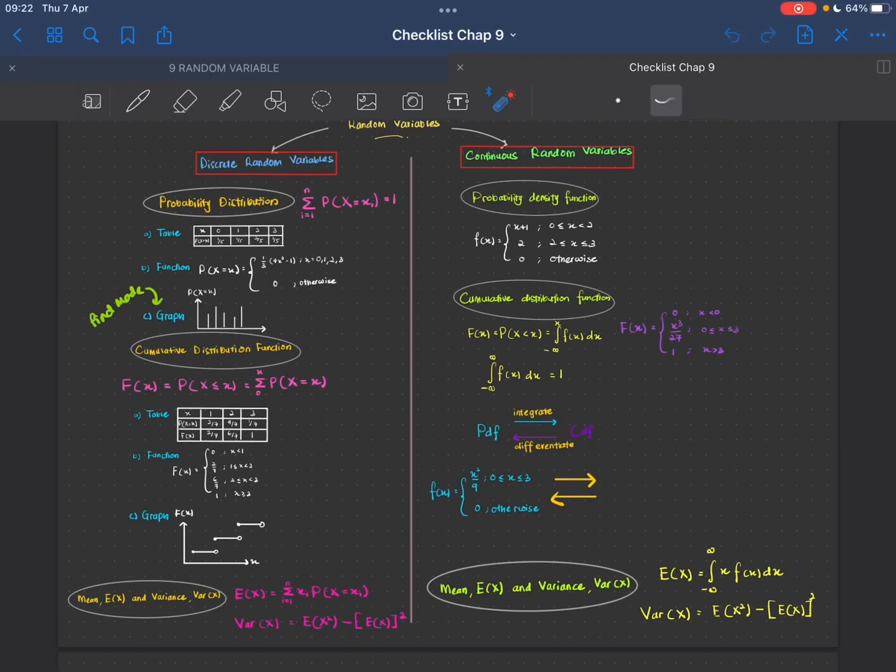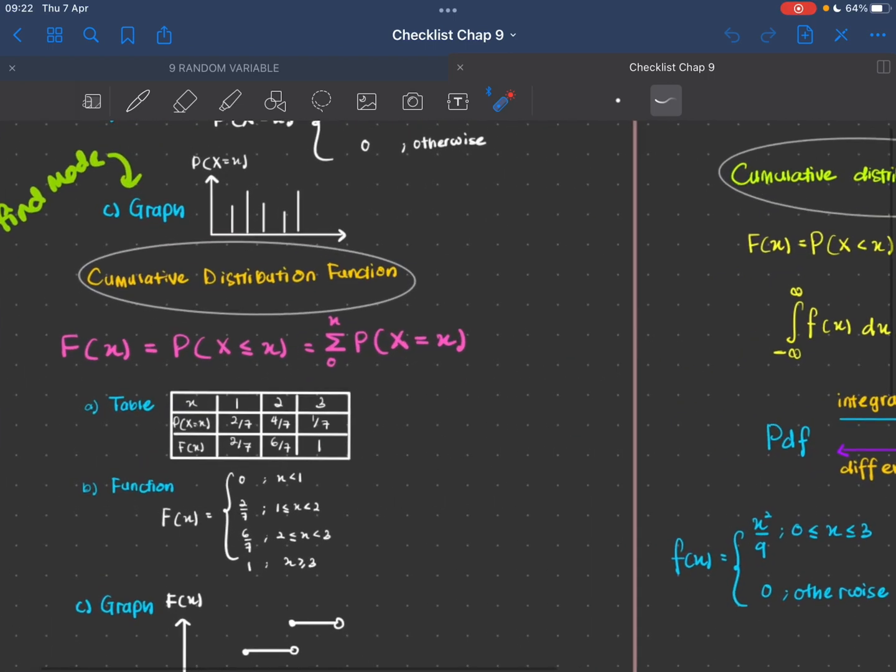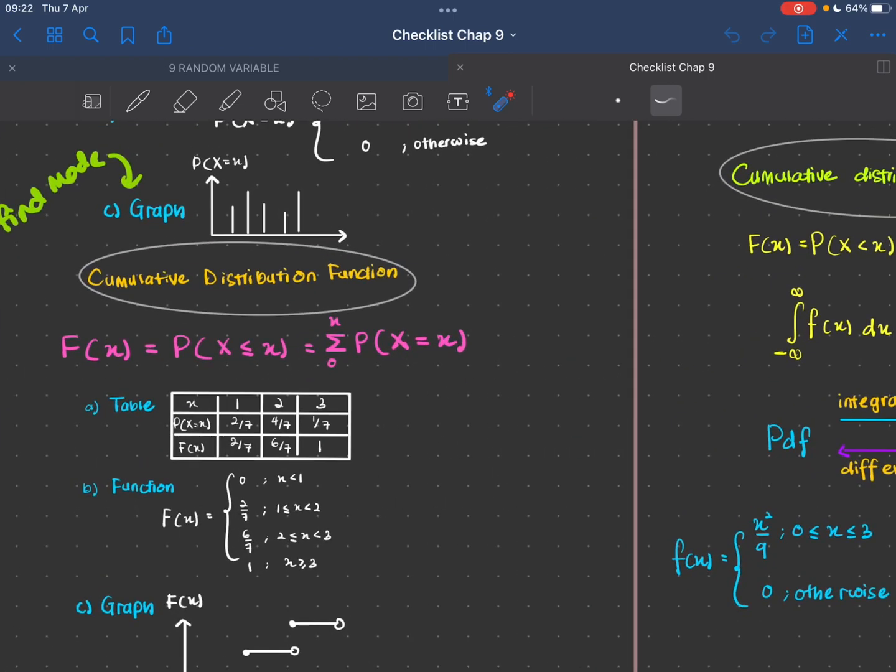Okay, next we are going to see cumulative distribution function. We are still at discrete random variable. Now we are going to see for cumulative distribution function. So what's the difference basically between probability distribution and cumulative distribution? You can see that cumulative, nama pun cumulative, which is we sum up the cumulative lah.